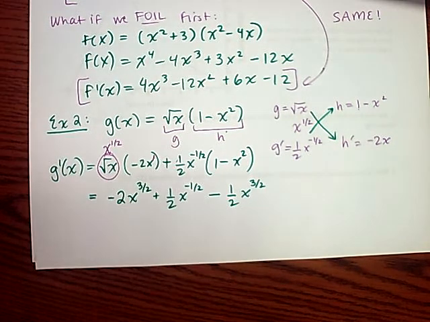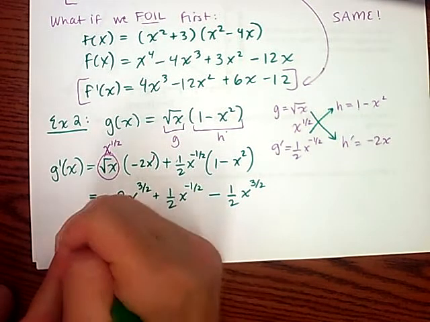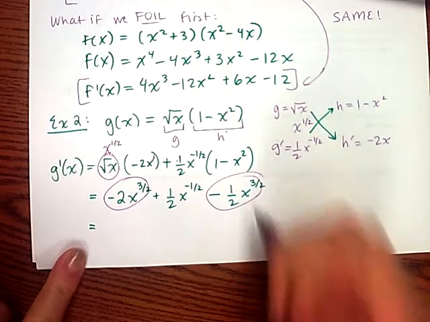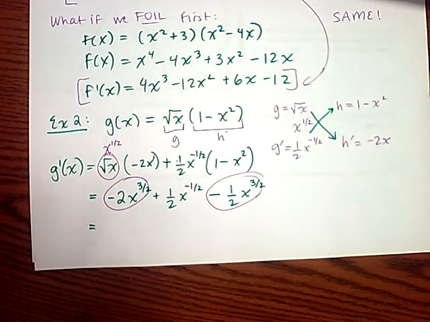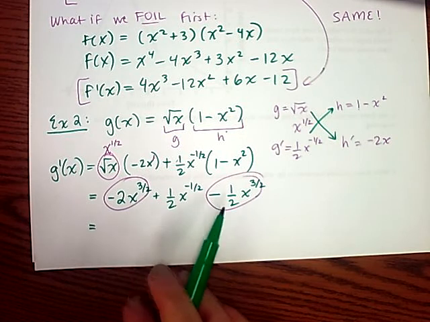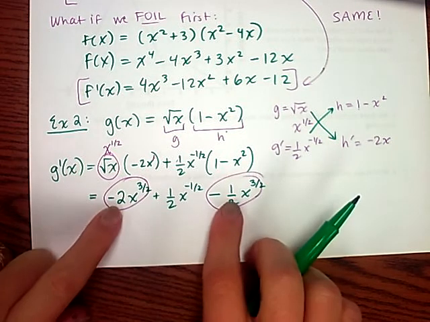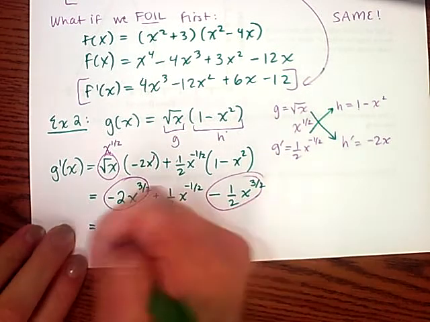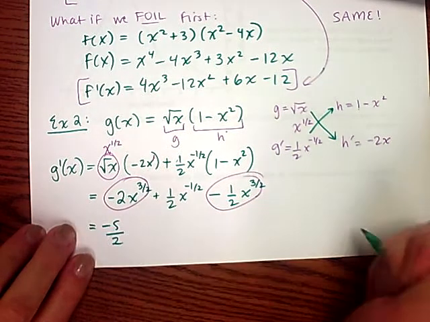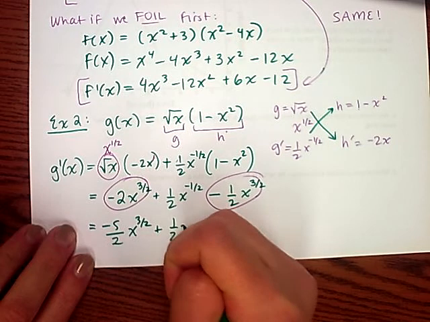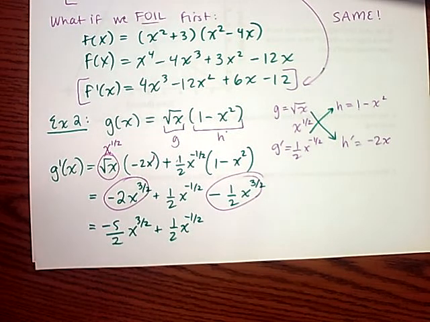And from here, let's see, can I do anything else? Yes, I can, because I have two terms with x to the 3/2 in them. So this would be negative 2x to the 3/2 minus 1/2 x to the 3/2. So I just have to add these two coefficients. So I would get negative 2.5, or I could write it as negative 5/2 x to the 3/2 plus 1/2 x to the negative 1/2. And I could leave my answer like that.